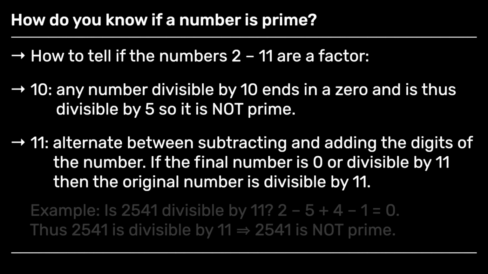In the case of the 11, you add and subtract the digits consecutively. Not just add them all: add, subtract, add, subtract, add, subtract, until you get to the end of the number. And if that final number is divisible by 11 or is 0, then the original number is as well. Let's do an example.